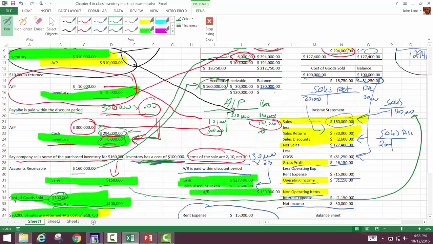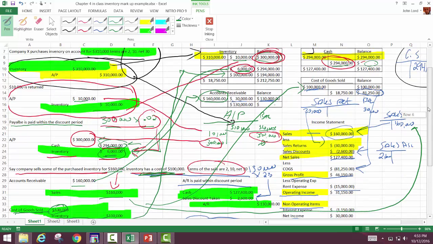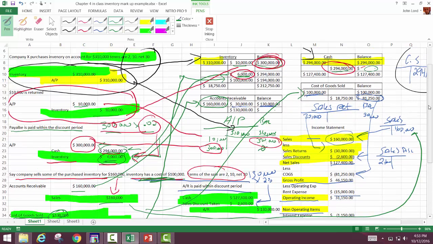There's my debit to cost of goods sold of $100,000. There's my what? Credit to my inventory of $100,000 because I'm getting rid of that stuff, right? And so there's that credit to my inventory account because I'm getting rid of that stuff. That's a credit to inventory. And so now my inventory shows what?